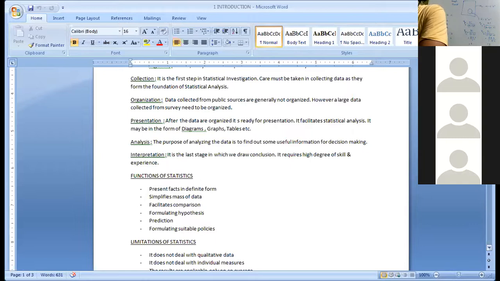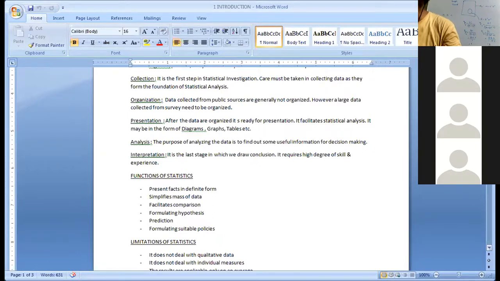Say future sales, what is the sales of the company in next year? What is the population of the country next year? All these kind of predictions can be done. And then finally, we have to formulate suitable policies. Okay, so whenever we do some example, I'll explain you how to make suitable policies also.